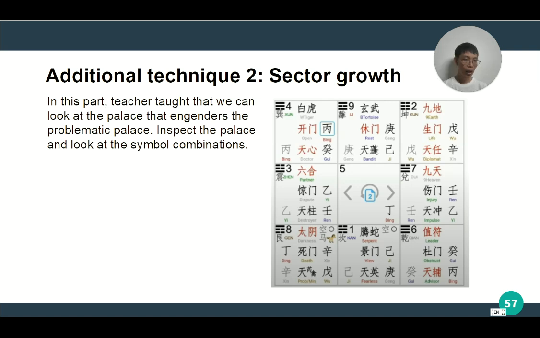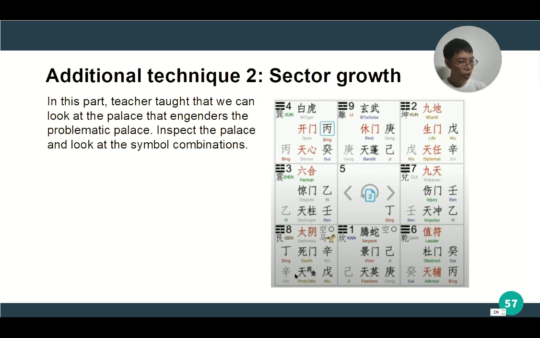Sector growth scanning method. For this, let's look at another case study where the husband is occupying sector 2 because he has a Geng stem there. It belongs to the Geng stem. So sector 2 is an earth element. It is produced by sector 9. Because when we use the same element sector, sector 2 and sector 8, sector 8 is an empty palace.